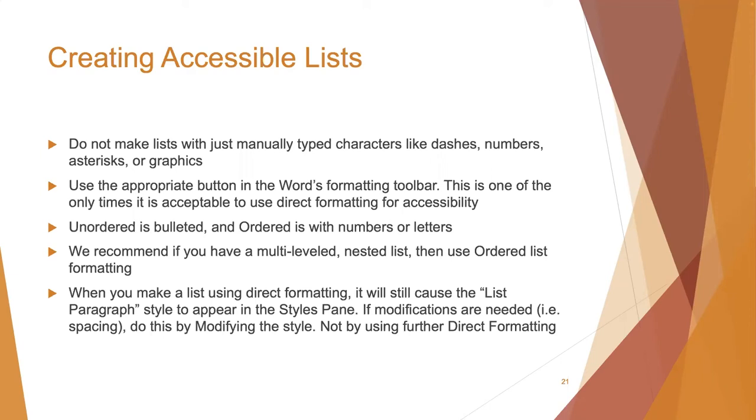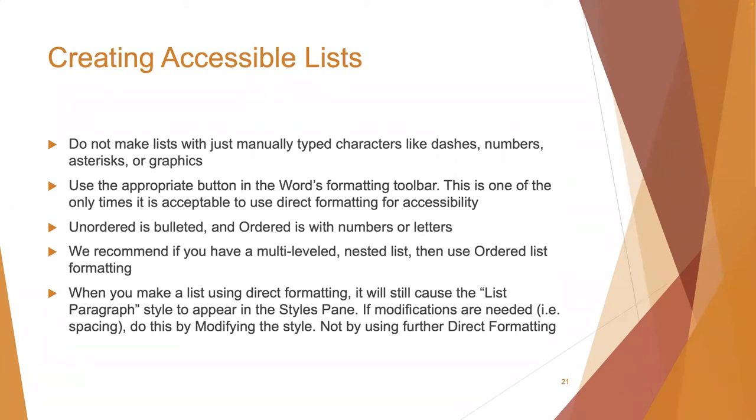So like, you know, step-by-step instructions on how to do something, and you have to do A, B, C, then you want it to be A, B, C, or 1, 2, 3. Okay, that's an ordered list. We recommend that if you have a multi-leveled list, a nested list, then use an ordered list for formatting. It's just more accessible for Word.